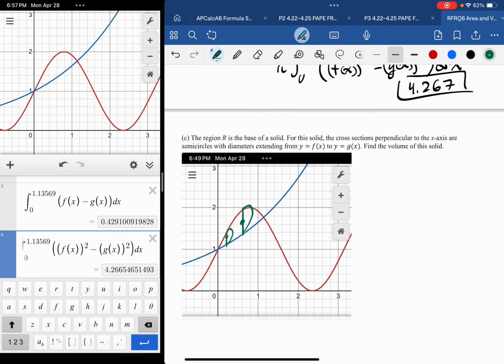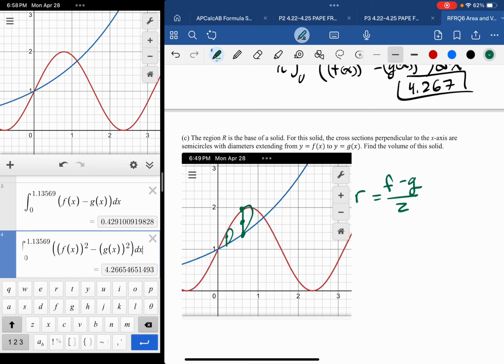Okay. All right. So in order to find the radius here, we're going to have to find the diameter and half that sucker. Okay. So the diameter is the top function minus the bottom function. So that's going to be f minus g. And then we're going to divide that by 2. This, my stews, is going to be my radius.